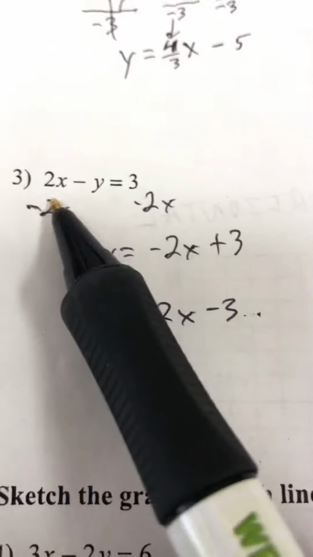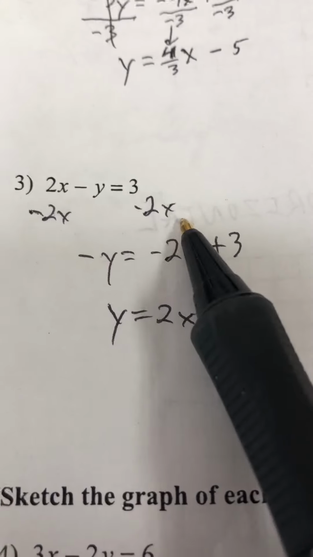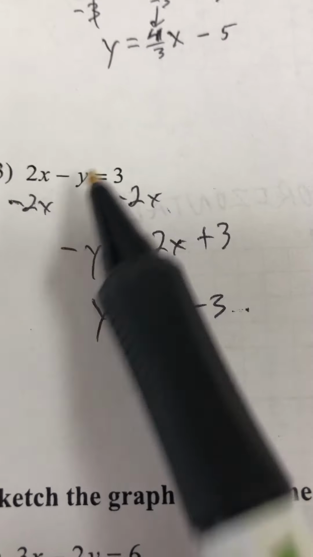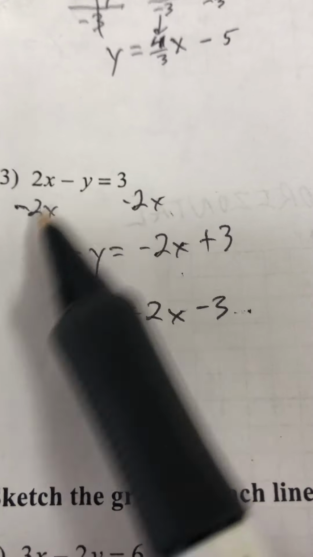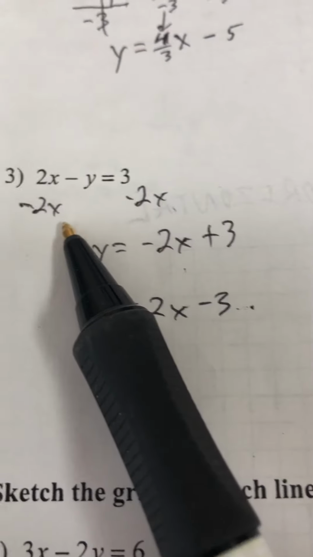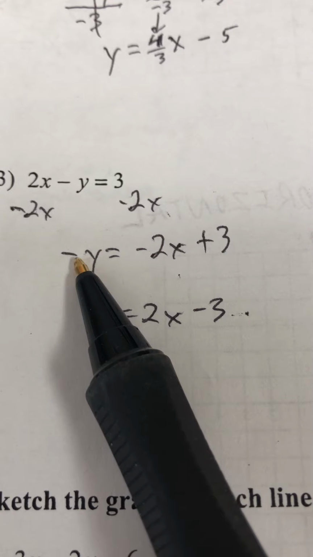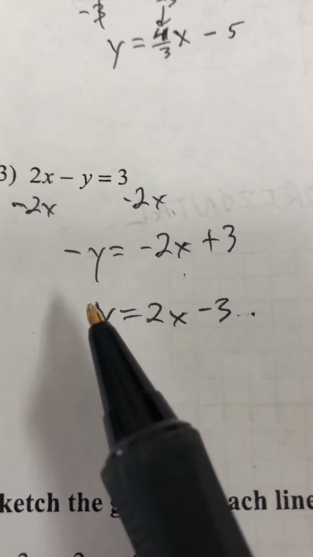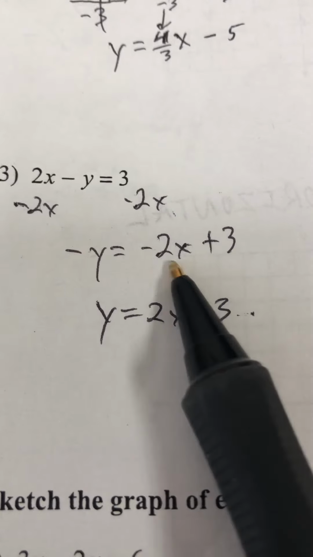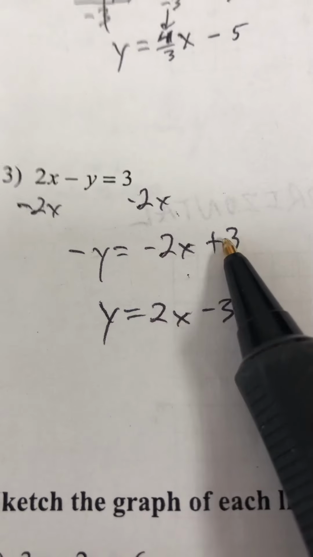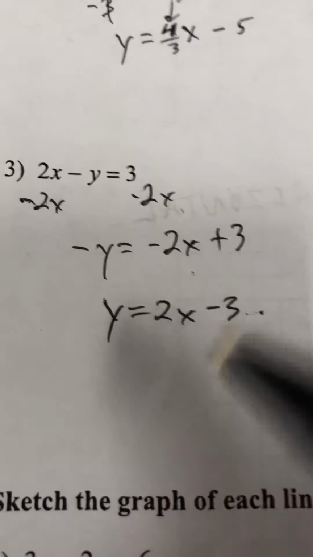And then number 3, I'm going to subtract 2x from both sides. I don't want to know what negative y is, because notice you're left with a negative y when you subtract that 2x from both sides. So I have to get rid of the negative. When I change the sign on this side of the equation, I have to do the same thing on this side. Change it from a negative to a positive, change it from a positive to a negative, and I'm done.